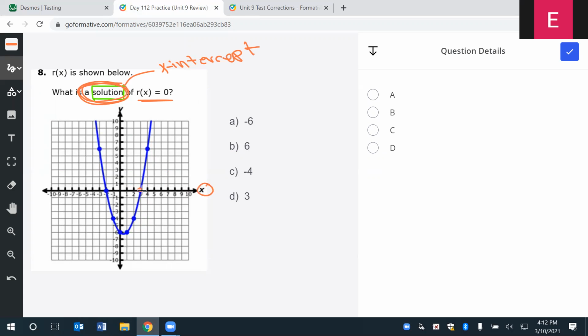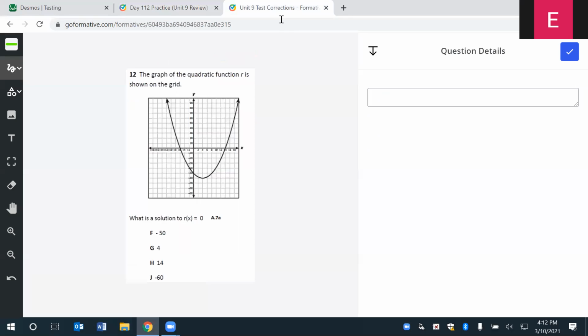It crosses right there at the 3 and right here at the -2. So in your test, you're going to have to mark the points and label the numbers for me, and then find your answer. So -2 and +3, the only one that's here is the +3. Same thing on your test: make sure you mark on your graph the points and then circle your answer.